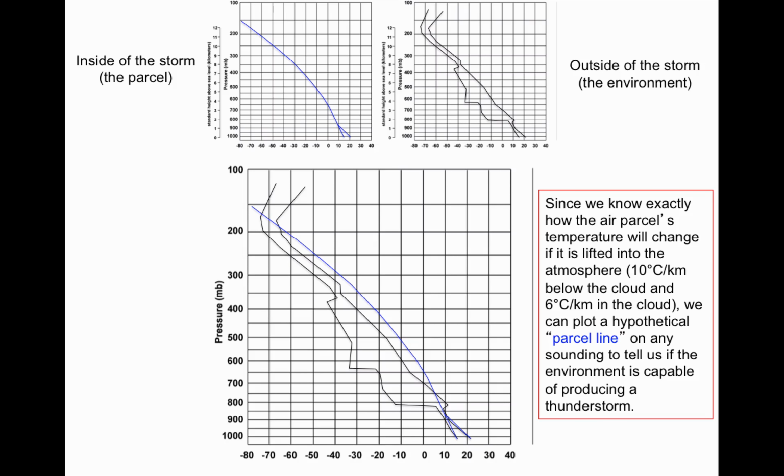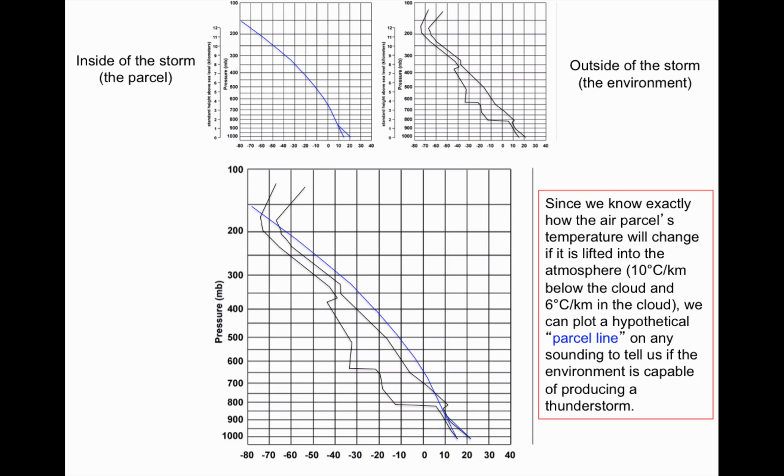Since we know exactly how an air parcel's temperature will change if it's lifted into the atmosphere, that means it's going to cool at either 10 degrees Celsius per kilometer or 6 degrees Celsius per kilometer, cools at 10 below the cloud and 6 in the cloud, we can plot a hypothetical parcel line on any sounding to tell us if that environment is capable of producing a thunderstorm. So this is kind of a what-if situation that we play all the time.